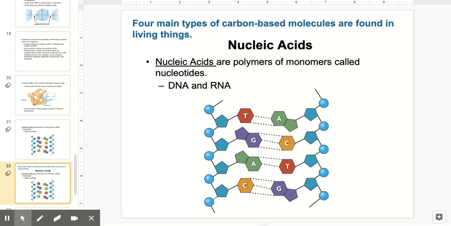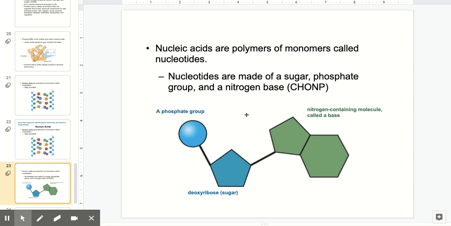Lastly, we're talking about nucleic acids. Nucleic acids are DNA and RNA, and they're made of the monomer called a nucleotide. This would be the structure of DNA. This here is a nucleotide, and this is a zoomed in version of the nucleotide. In the nucleotide, we have a phosphate group, a sugar, and a nitrogen base, or nitrogenous base.